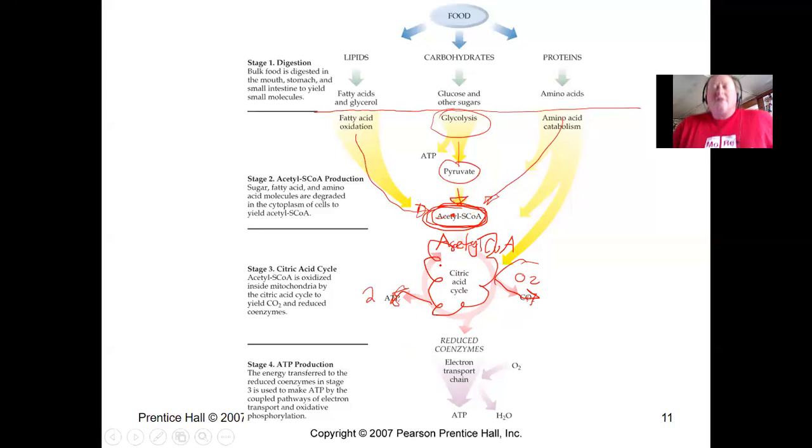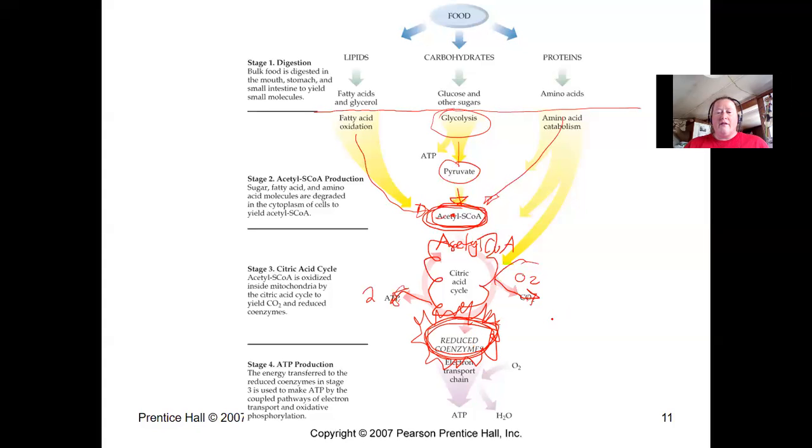Actually, it's 2 ATPs per glucose molecule. So it's going to be a different count if we're looking at fats or proteins. And then the most important product of stage 3 is this right here, reduced coenzymes. Now, these are a key player in what makes things happen.